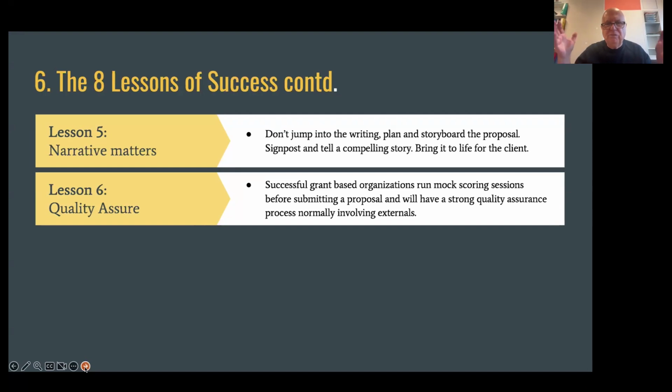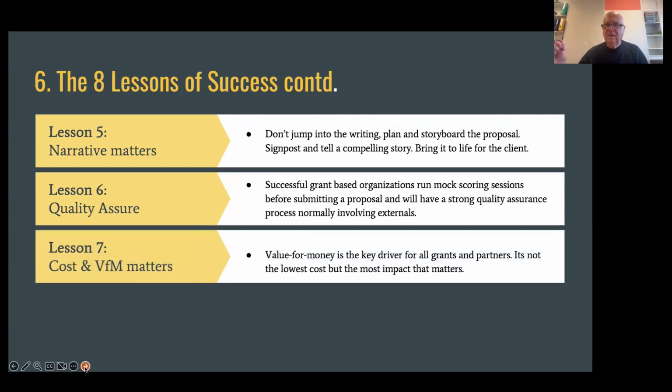I've done it many times: when you've got your head in a grant application, you cannot see the issues because you're too busy trying to get it done. Get other people to do it for you.